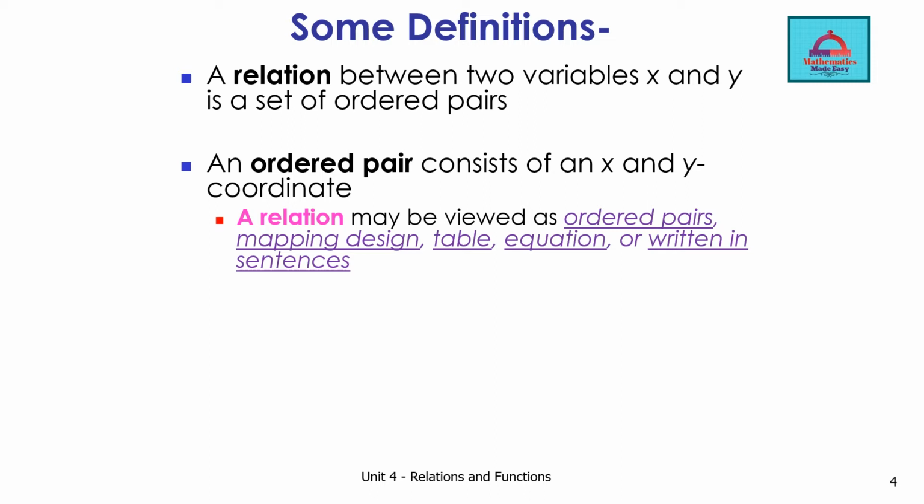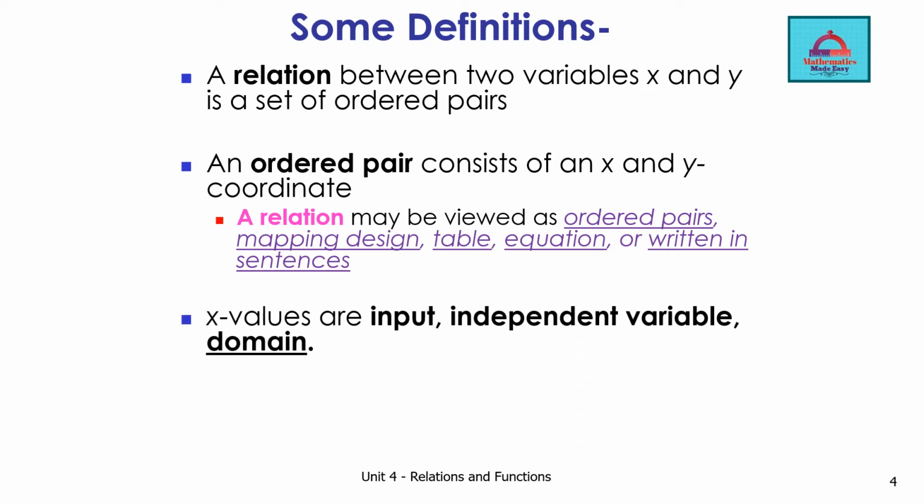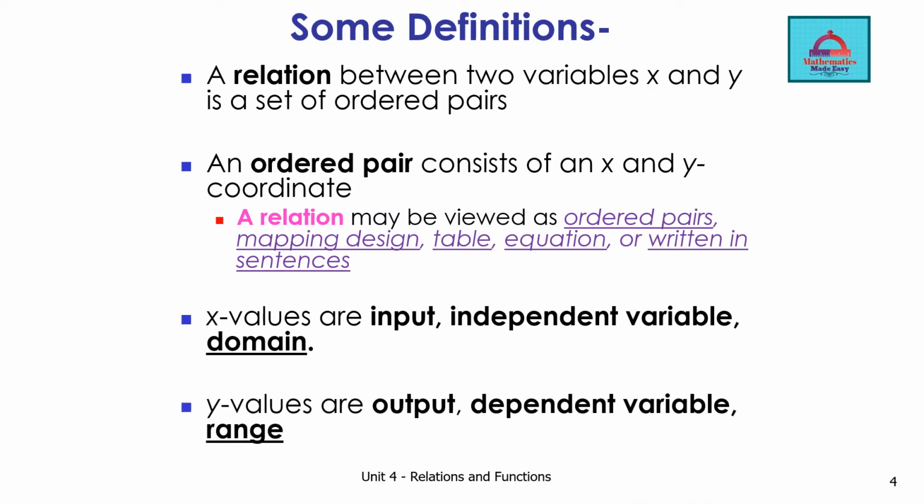We are going to do each one of them one by one. First, we will look at the ordered pair by definition. Then we'll do it in the form of a table, equation, or sentence. So we know that the input or the independent variable called the domain is the x value, and the range is called the output or the dependent variable y values.